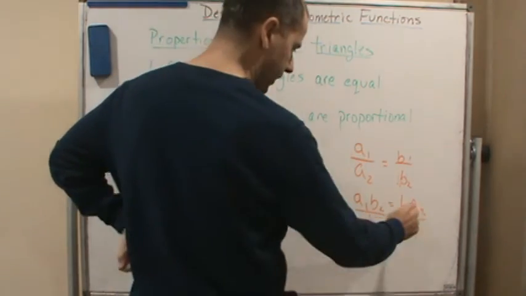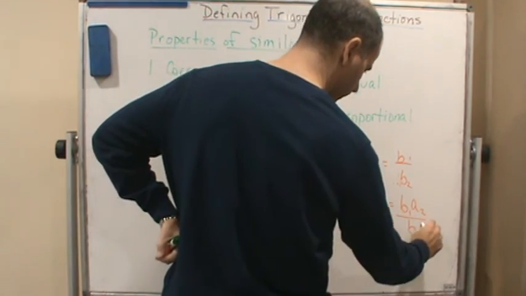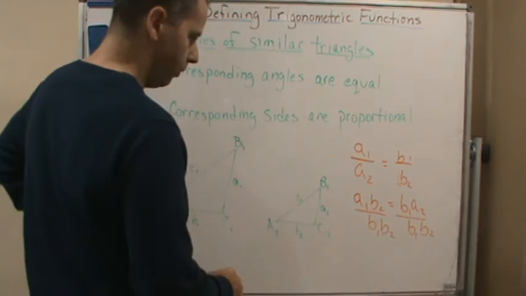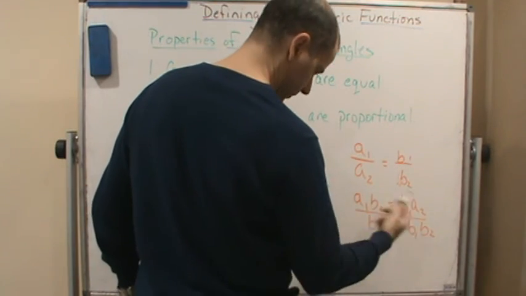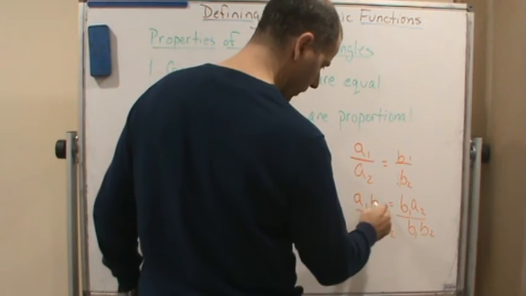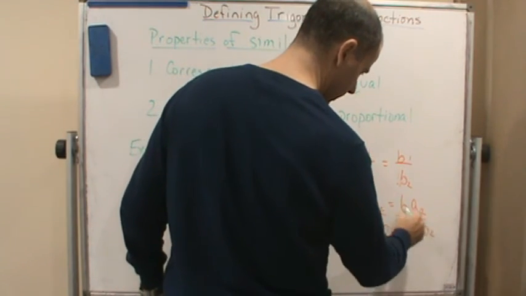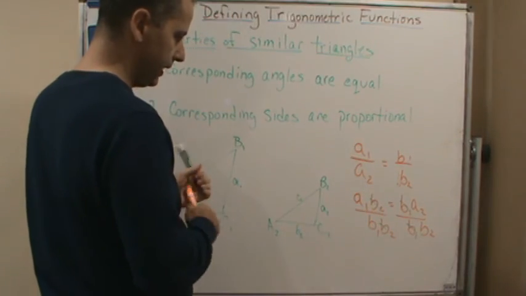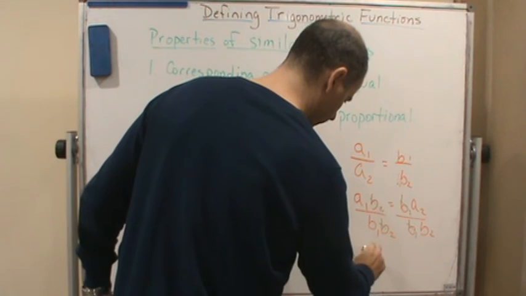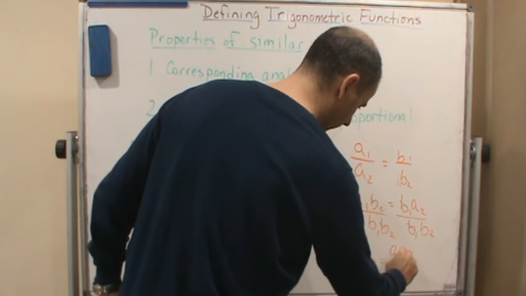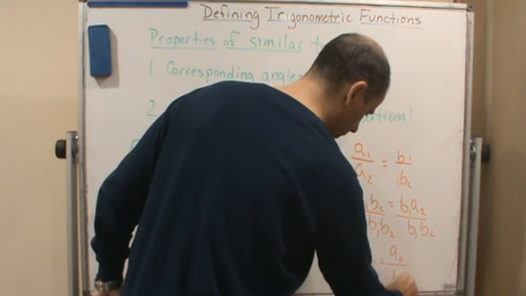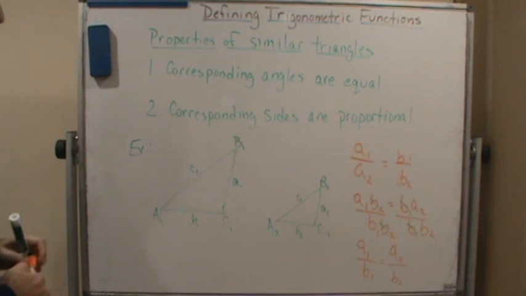right? And divide both sides by b2, right? What do I get? Well, I get another proportion that is just as valid. So this cancels with this, and this cancels with this, and I get a1 over b1 is equal to a2 over b2, okay? So that's another way of writing the proportion, okay?